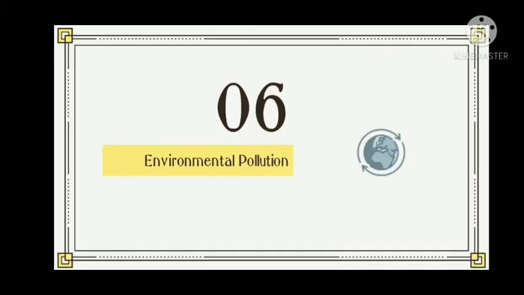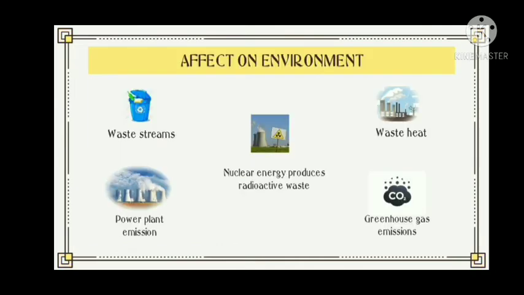Point number 6 is environment pollution. This slide shows 6 effects on the environment. First, waste stream such as metals, plastic, and electronic waste. Second, power plant emission from the burning of fossil fuel such as coal, gas, and oil. Next, radioactive waste which is high level and low level. Then, waste heat, and the last effect is greenhouse gas emission.